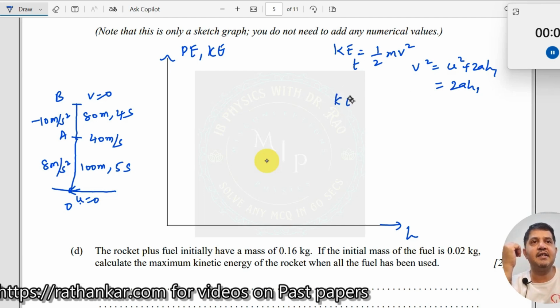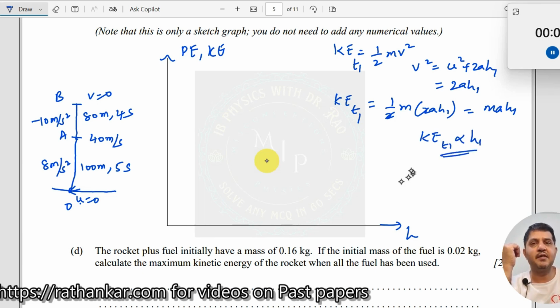So kinetic energy, let me call this T1, T1 is equal to half m into 2ah1. So thus I see that this is equal to mah1. So in other words, kinetic energy T1 is proportional to h1, right? Proportional to h1, which means you get a straight line passing through the origin with the slope equal to m into a. If a equal to 8 over here, I can now write the slope should be equal to 8 times m.